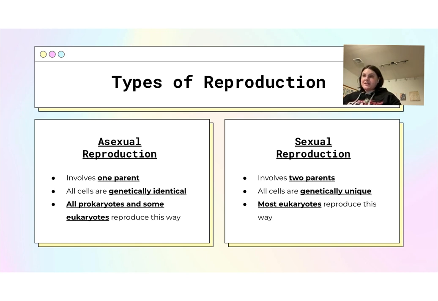Now, we've already gone over these. This is a quick recap. Asexual reproduction involves one parent. All the cells are genetically identical, and all prokaryotes and some eukaryotes reproduce that way. Just as a reminder, prokaryotes do not have a nucleus. Eukaryotes do. Whereas sexual reproduction involves 2 parents. Those 2 parents are genetically unique, and most eukaryotes reproduce this way. So that's our quick recap.